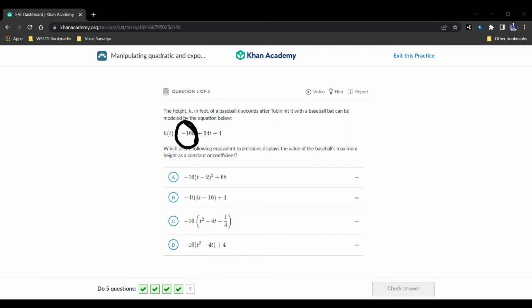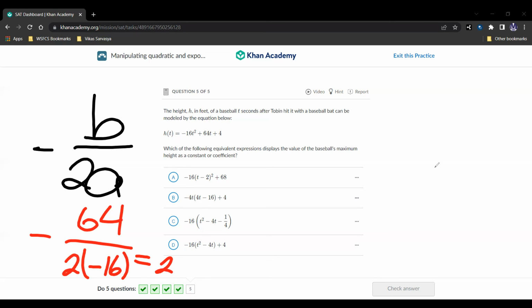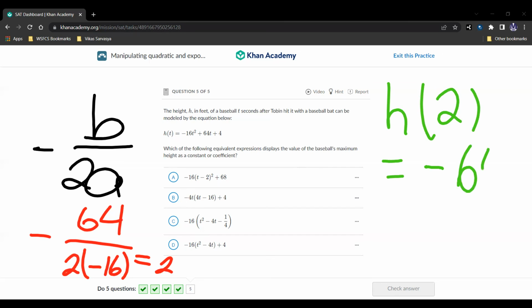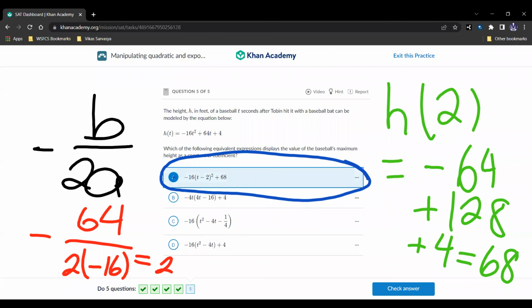Well, since this is going to have a negative a, it's going to open down like this. So its maximum point is going to be up here at its vertex, which is still negative b over 2a. And for this question, negative b over 2a is going to be negative 64 over 2 times negative 16. So the negatives are going to cancel, and we're just left with 2 as the x coordinate of the vertex. That's where the maximum occurs. And I plug this in to get h of 2 equals negative 64 plus 128 plus 4, which is going to equal 68. So we're trying to find the 68 as that is the maximum height, and we see that in answer choice A, as a constant. So our answer is A.